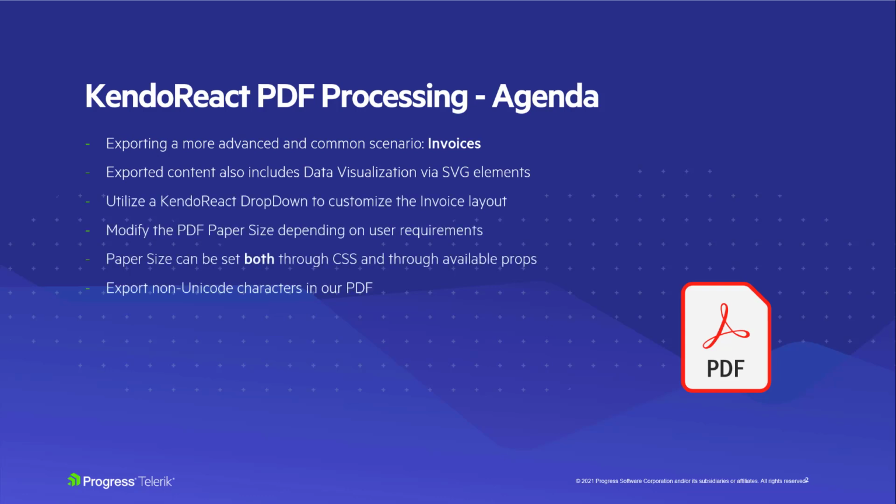Specifically, today we're going to cover a common scenario of exporting invoices to PDF, and we're going to extend what we already have available by including SVG elements and some data visualizations and charts in our content. We're going to utilize a Kendo React dropdown to customize the layout, and this means that we're going to modify the paper size depending on user requirements. Now, as a reminder, this paper size can be set both through CSS and through available props. In today's example, we're going to be covering the CSS approach, and we're also going to dive into exporting non-Unicode characters in our PDF files. Now, without further ado, let's go ahead and jump into the video.